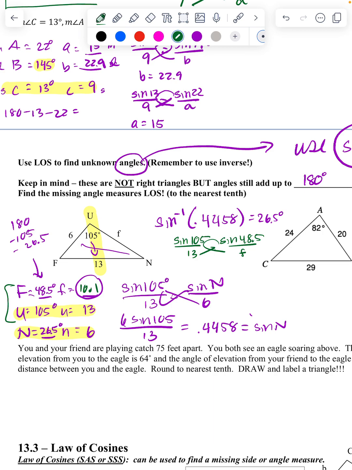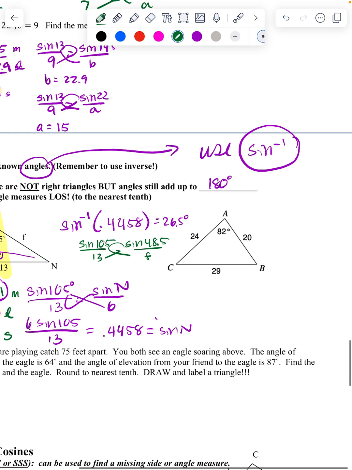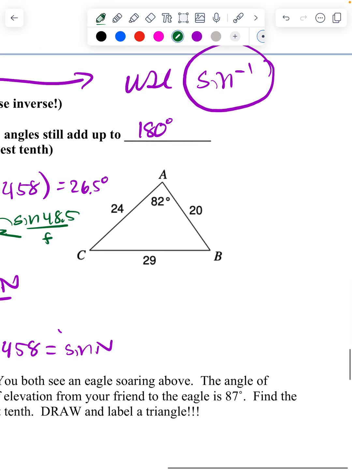So again, this is my shortest side, smallest angle. Here I have my medium side, medium angle, and then my longest side, largest angle. So it's really not that different. It's just that you have to do sine inverse.